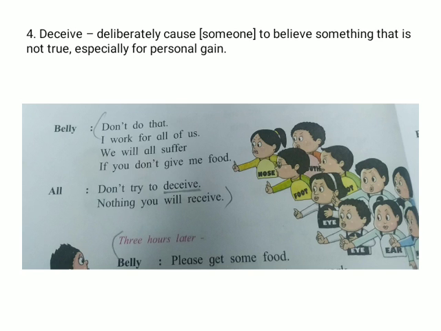Next belly says, don't do that. I work for all of us. We will all suffer if you don't give me food. All together says, don't try to deceive. Underline the word deceive. The meaning of deceive is deliberately cause someone to believe something that is not true, especially for personal gain. I repeat, deceive means deliberately, means purposely, cause someone to believe something that is not true, especially for the personal gain. Nothing you will receive.